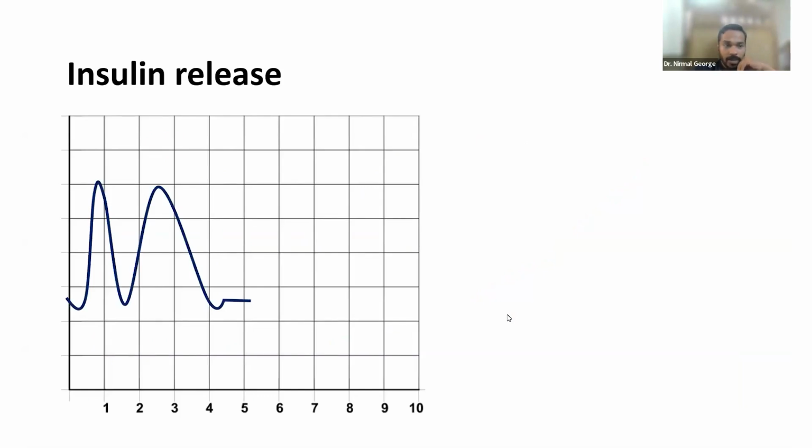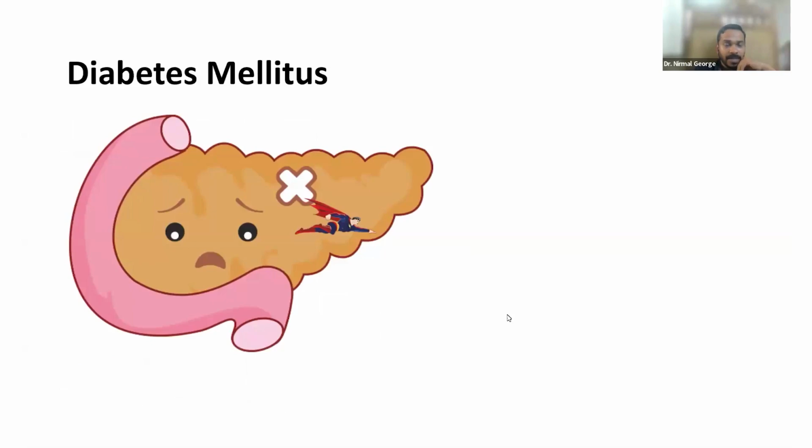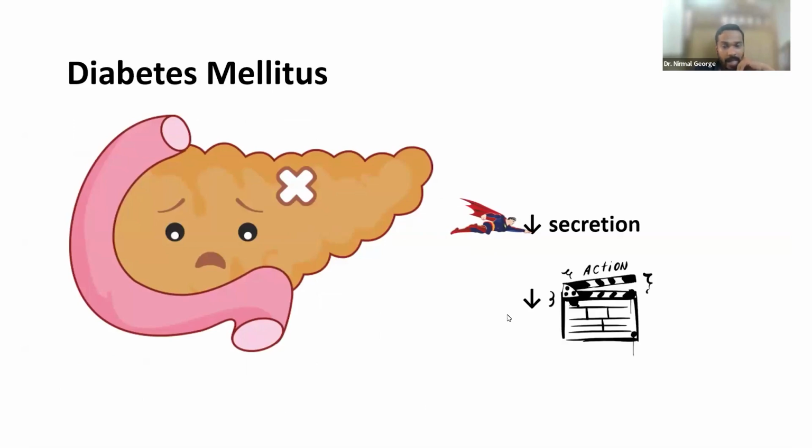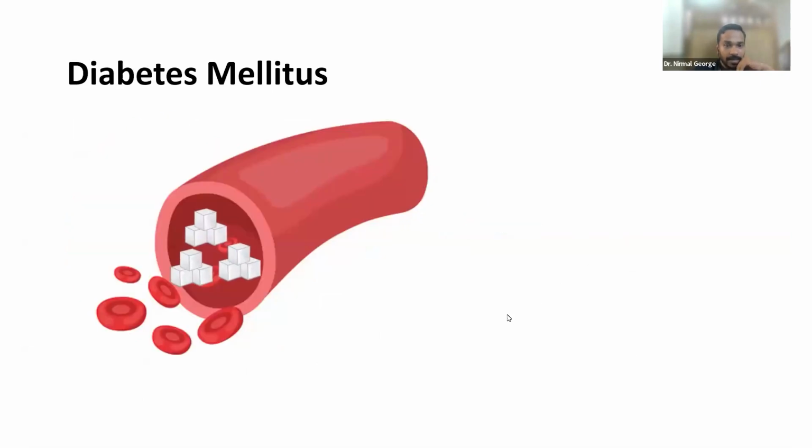Phase 1 is due to glucose that is present in the diet, and phase 2 of insulin secretion is due to incretins that are released from the gastrointestinal tract. So diabetes mellitus is a condition in which there is reduced secretion of insulin or reduced action of insulin. Insulin is released in normal amounts, but insulin is not acting, or a combination of both. So when insulin is reduced or insulin is not acting, this will result in increase in plasma glucose.